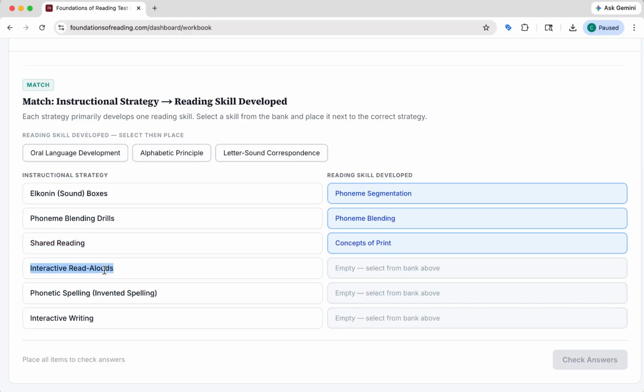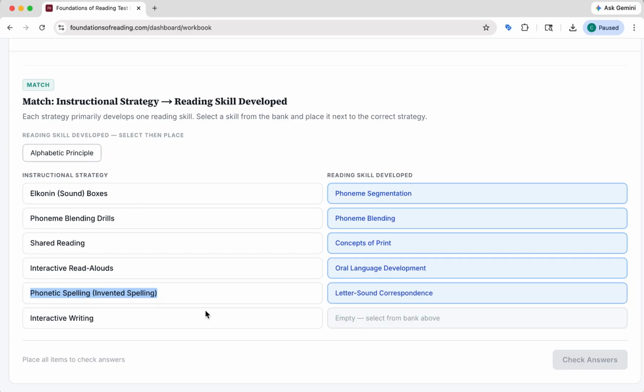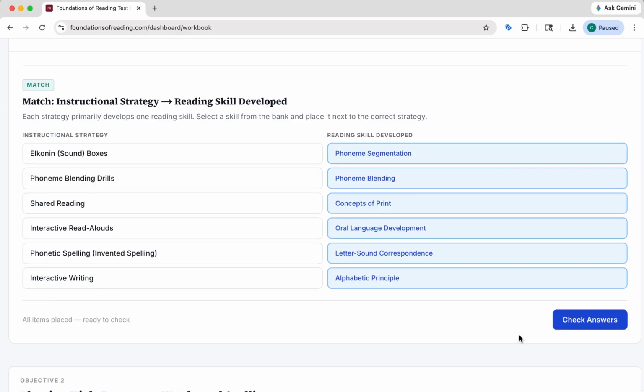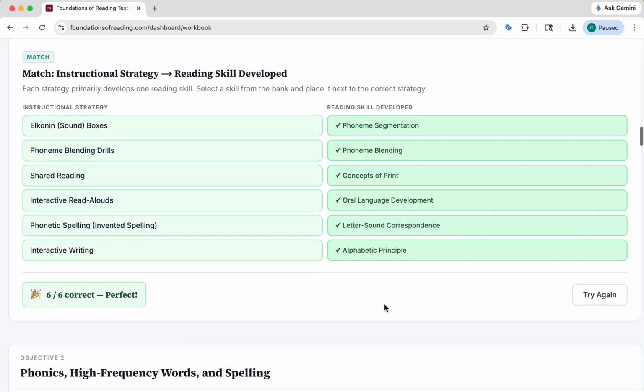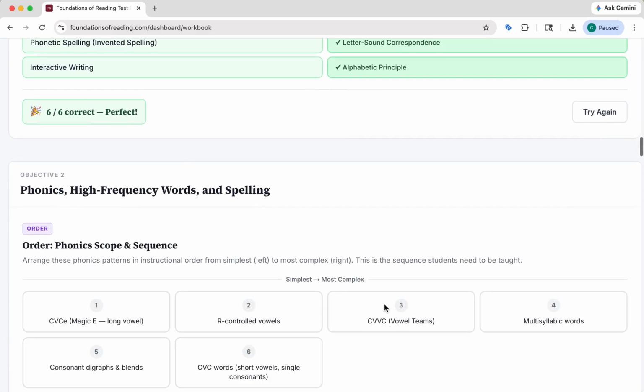Interactive read alouds is oral language development. There we go. Phonetic spelling. This is also called invented spelling. So if you get either of those on the test, be on the lookout for letter sound correspondence. And then here we have interactive writing goes with the alphabetic principle. Let's check it. Okay, good. Got a little nervous there, but looks like it's all good.